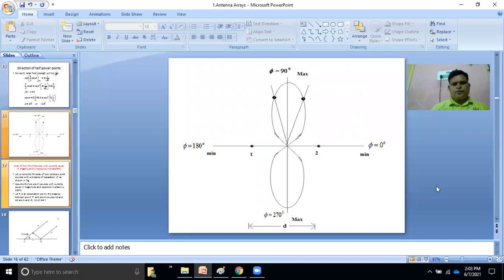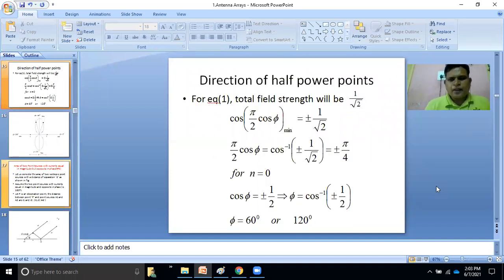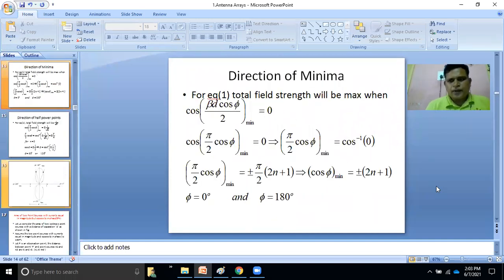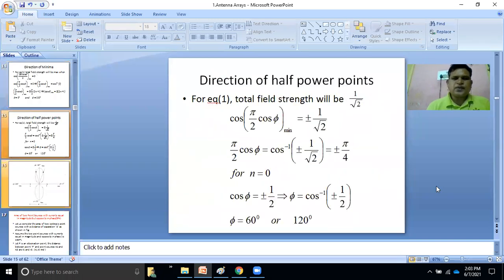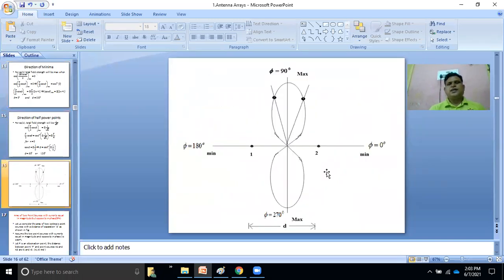Therefore, if you plot the radiation pattern of the resultant electric field intensity of the two isotropic antennas placed lambda by 2 distance apart, the radiation pattern is like this. The maximum is in the direction of pi equal to 90, and the minimum is at pi equal to 0 and 180 degrees. Similarly, you can plot for different distances between these 2 points.